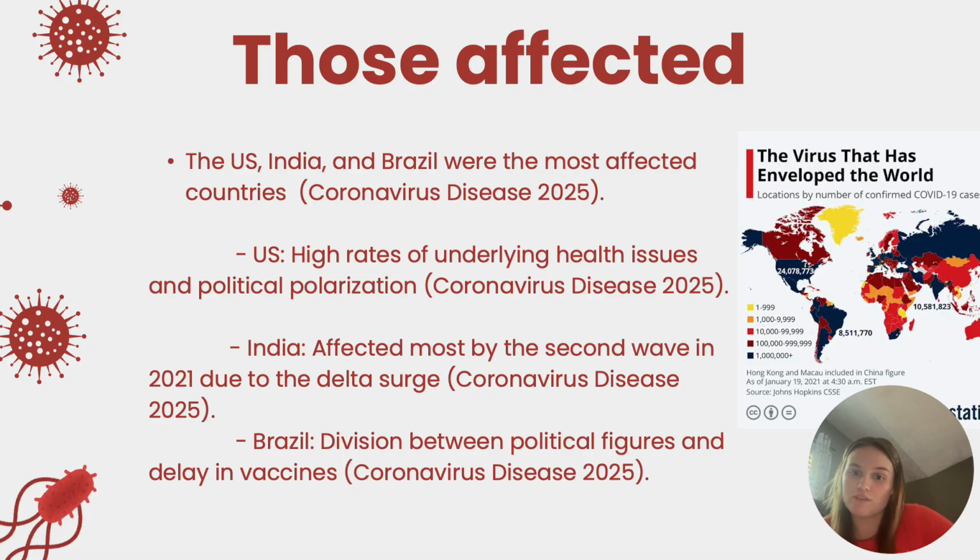Brazil was due to division between political figures, and that caused a delay in vaccines. The government ignored and rejected multiple early offers from major vaccine makers, including ones like Pfizer. And by the second surge, most people were unvaccinated and therefore unprotected from COVID-19.